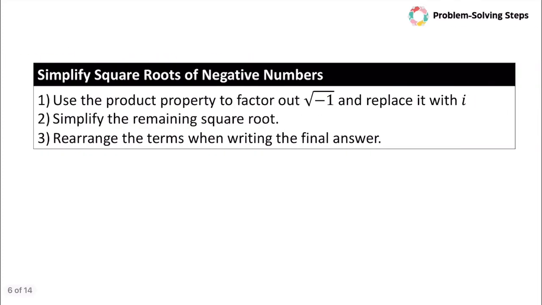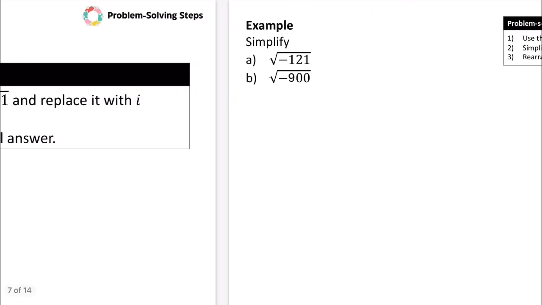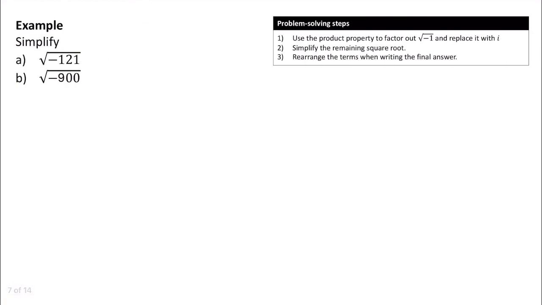So what we're going to do today is simplify the square roots of negative numbers. We're going to use the product property to factor out a negative 1 and then replace it with i. Then we'll simplify the remaining square root and then rearrange the terms when writing the final answer. So let's try simplifying these two expressions.